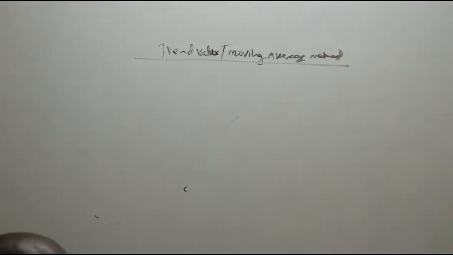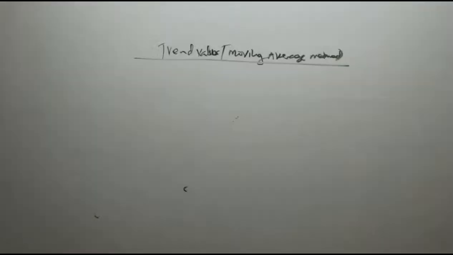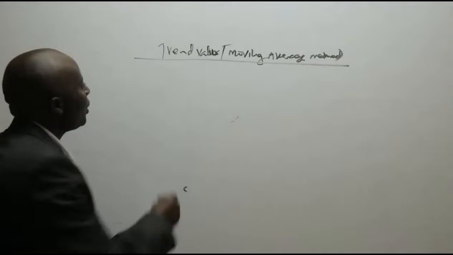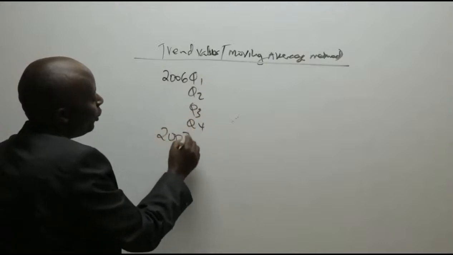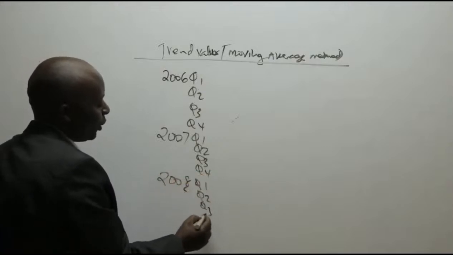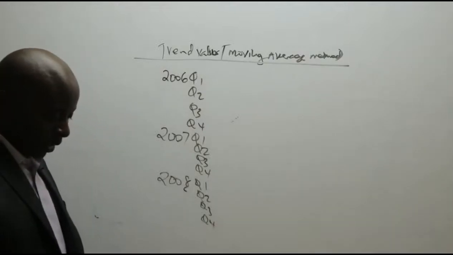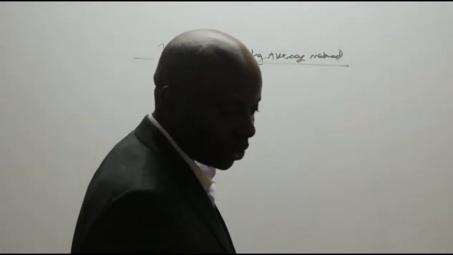So the question at hand is here. We are told the data below relates to the sales revenue of a given firm for how many years? For 3 years. So could you kindly copy this information downwards? We have 2006, quarter 1, quarter 2, quarter 3, quarter 4. We have 2007, quarter 1, quarter 2, quarter 3, quarter 4. We have 2008, quarter 1, quarter 2, quarter 3, quarter 4. Whenever you want to analyze the trend, you must have those figures going down, and it's so important to us.